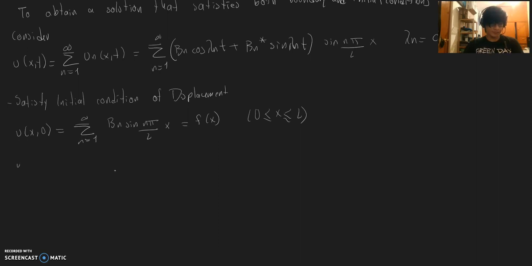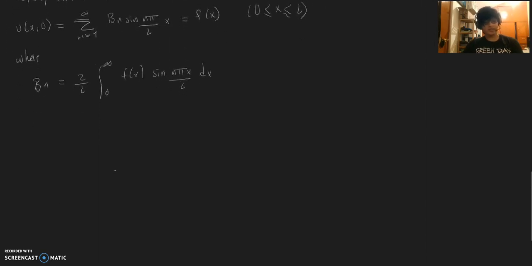So we now know that the coefficient Bn was equal to 2 over L times the integral from 0 to L of f of x multiplied by sine of n pi x over L dx. And that is just another formula for the coefficients of a Fourier series that can be analyzed in other videos. And that's how we can obtain the coefficients Bn. And so now we can check to satisfy the initial condition of velocity.